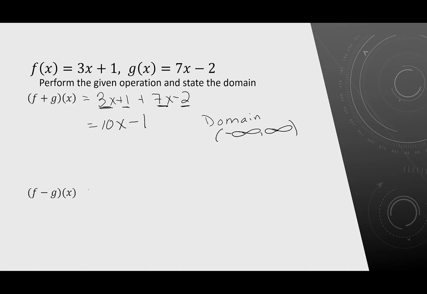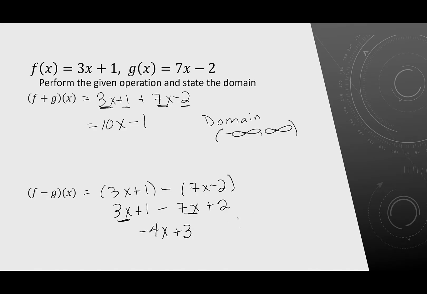So for f minus g, I'll have 3x plus 1 minus 7x minus 2. So this is 3x plus 1. I want to distribute the negative, so I have negative 7x, but now let's say plus 2. So 3x minus 7x is negative 4x, and then 1 plus 2 is 3. Again, since I don't have any fractions, I don't have any radicals, my domain is negative infinity to infinity.